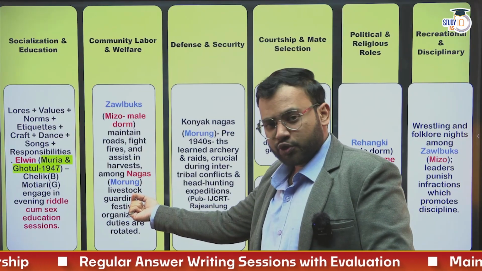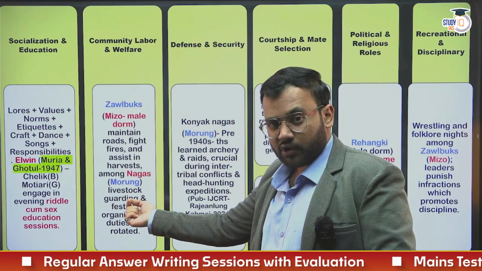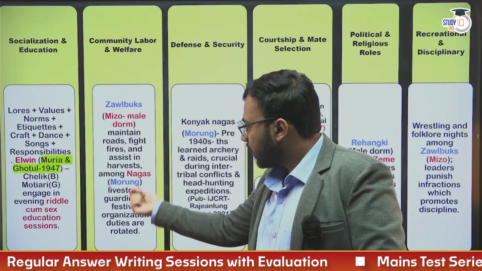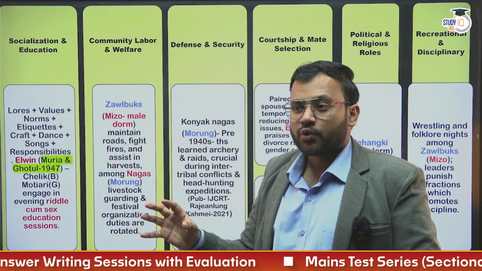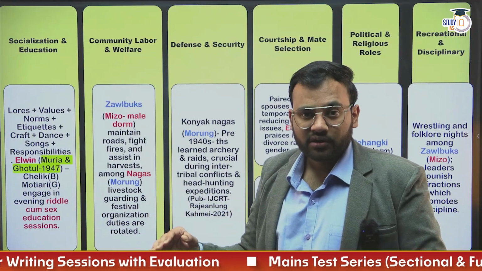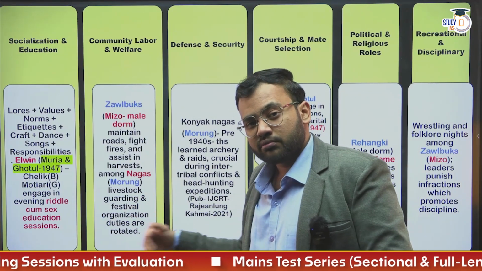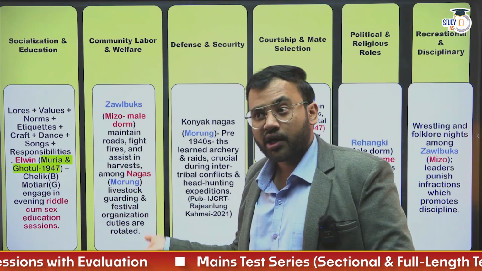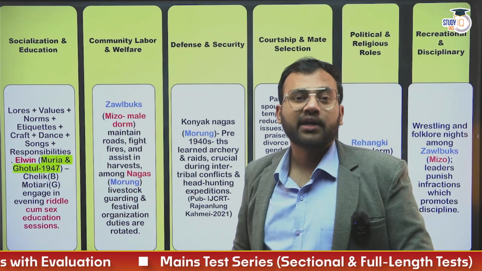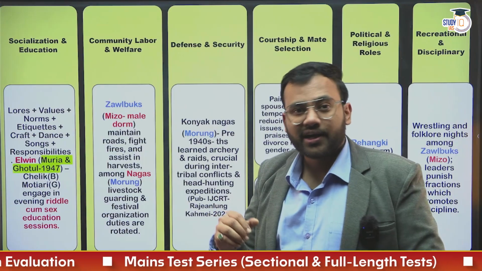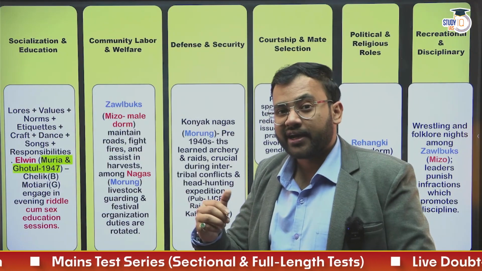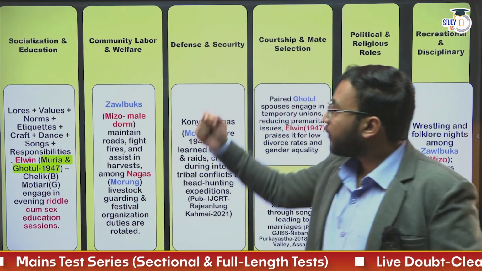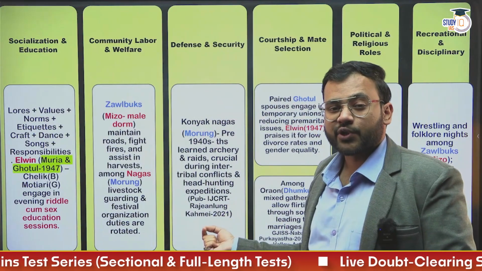Among the Nagas, the youth dormitory is called the Morung. All right, the boys' dormitory, which is called the Morung. The livestock guarding, they have the animals, so they have to guard them. So that function is also performed by the members of the Morung. Apart from that, among the Konyak Nagas, you will see that the Konyak Nagas are often known for their head hunting. So that point can be included in the defense and security.